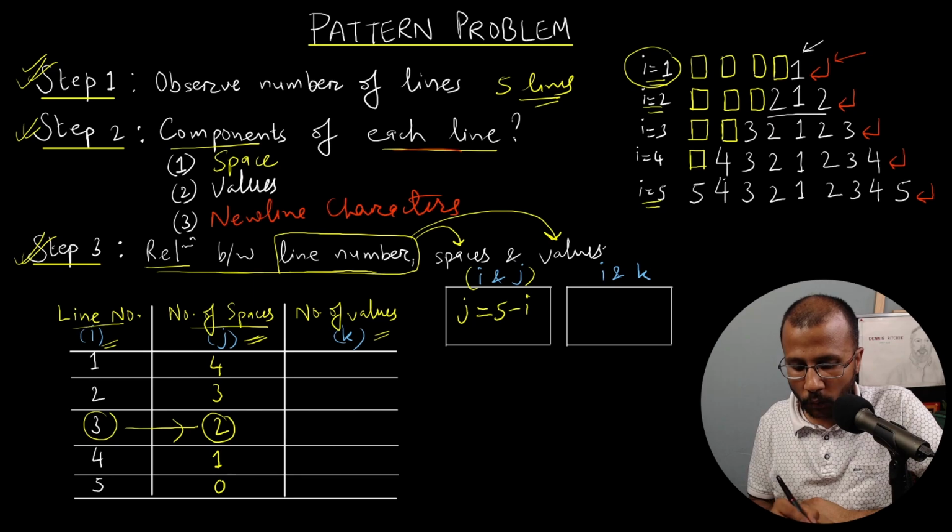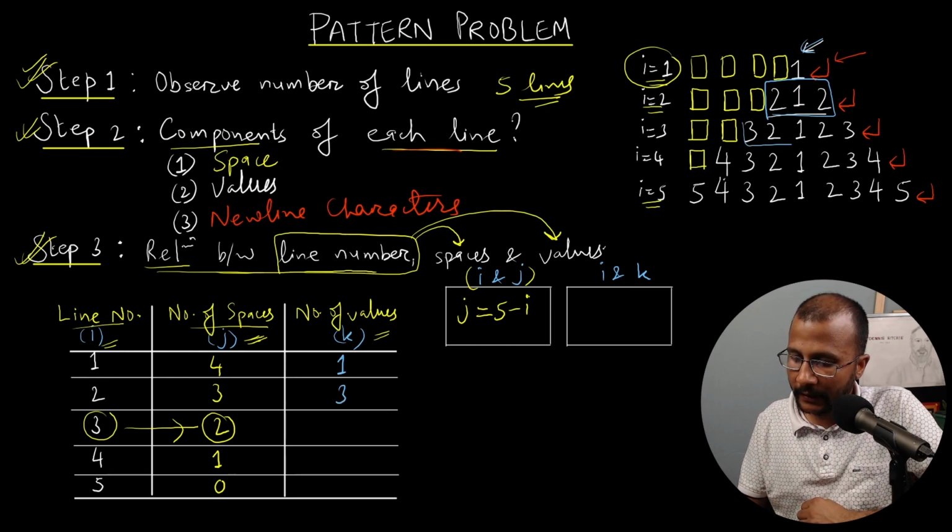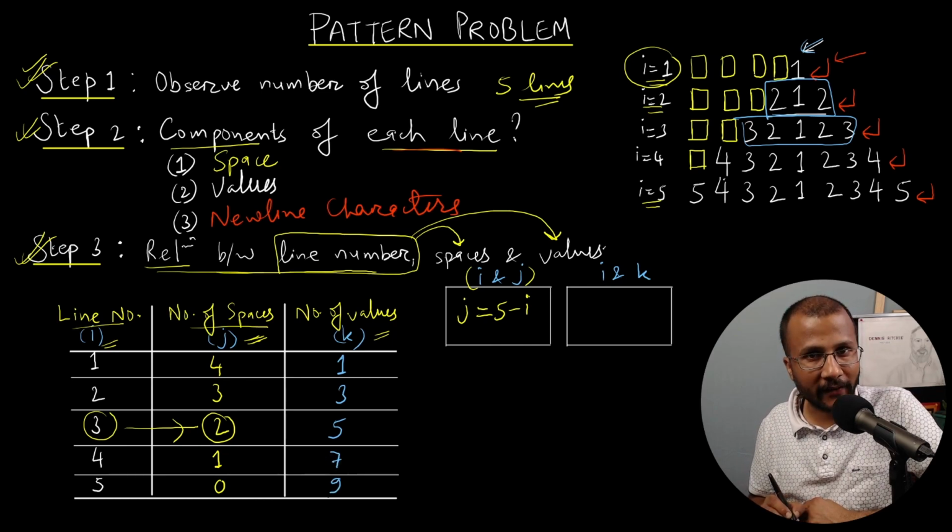In line number 1, how many values are there? There's just 1 value to be printed, that is the number 1. In line number 2, how many values are printed? There are 3 values, that is 2, 1 and 2. So there are 3 values to be printed in line number 2. In line number 3, count how many there are: 1, 2, 3, 4, 5. Similarly there are 7 in line number 4, and there are 9 in line number 5.